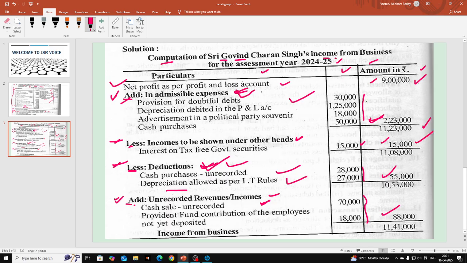Next you have 15,000. 15,000 is a less item, so you should deduct it. Deducting from 11,23,000 you will get 11,08,000. Next one is 55,000, students. This one is again under less only, so you have to deduct this 55,000 from the previous amount. You will get 10,53,000. And the last one is add, students. This head is add. So 88,000 is the total. 88,000 added to 10,53,000, you will get 11,41,000. So that is your answer, income from business. Okay, hope this is clear.